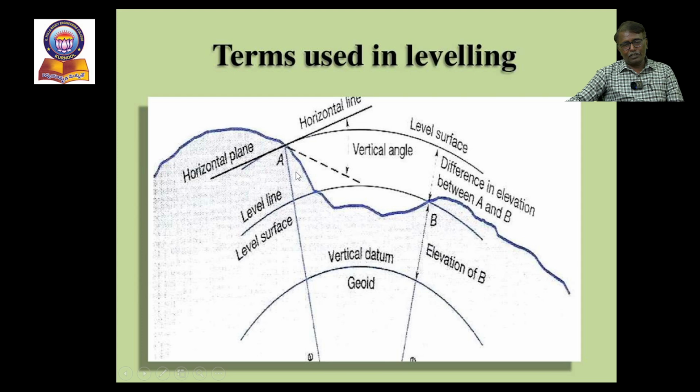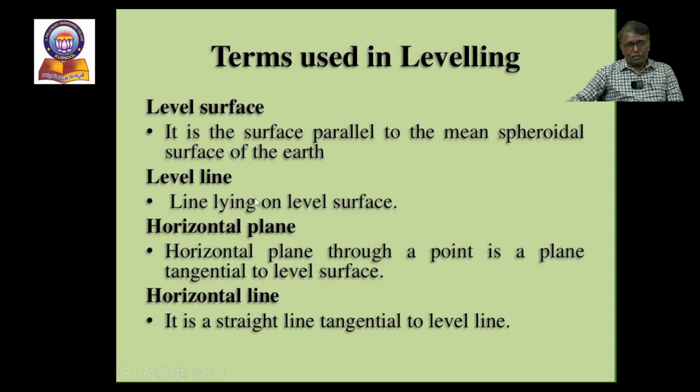You can see in the figure. This is the level surface. This line is the level surface because our earth is in the shape of an ellipsoid. So the level surface line will be like this one. Next is level line. A line lying on level surface is known as level line. Similarly, the second one is horizontal plane. Next definition: a horizontal plane through a point is a plane tangential to the level surface.